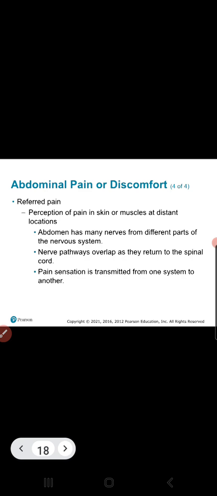Referred pain, so perception of pain in skin or muscles at distant location. Your abdomen has many nerves from different parts of the nervous systems. Nerve pathways overlap as they return to the spinal cord. Pain sensation is transmitted from one system to another. So your abdomen is one of those locations where we get a lot of referred pains to.